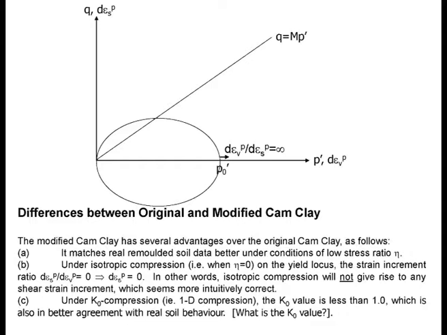The modified Cam clay has several advantages over the original Cam clay. A, it matches the real soil data better under conditions of low stress ratio. When we talk about low stress ratio, we are referring to this zone over here, especially when it is near to isotropic compression. So it matches real soil data better. And in particular, under isotropic compression, as we have just discussed, isotropic compression will not give rise to any shear strain increment, which seems to be intuitively more correct.